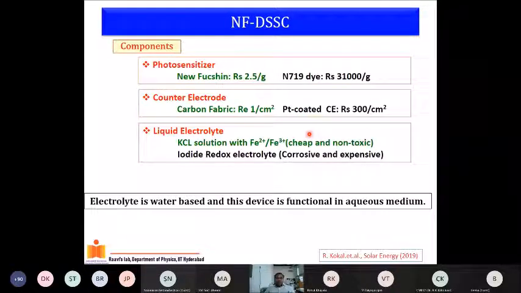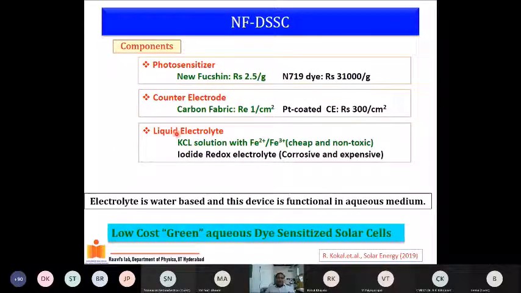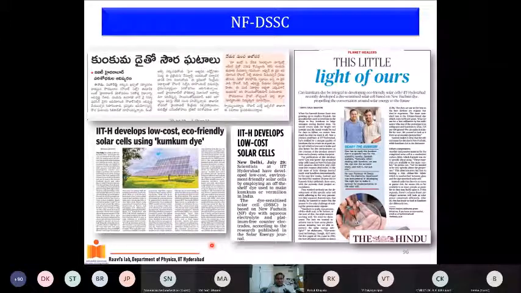And overall, this entire device started working in aqueous medium because this KCl solution is in water. Okay, we could come up with this low-cost green aqueous DSSC. The reason why I call it green is considering the environmental impact of this particular solar cell on the overall toxicity. Okay, so with this we have got a lot of media extensions, so I don't want to spend more time on this.